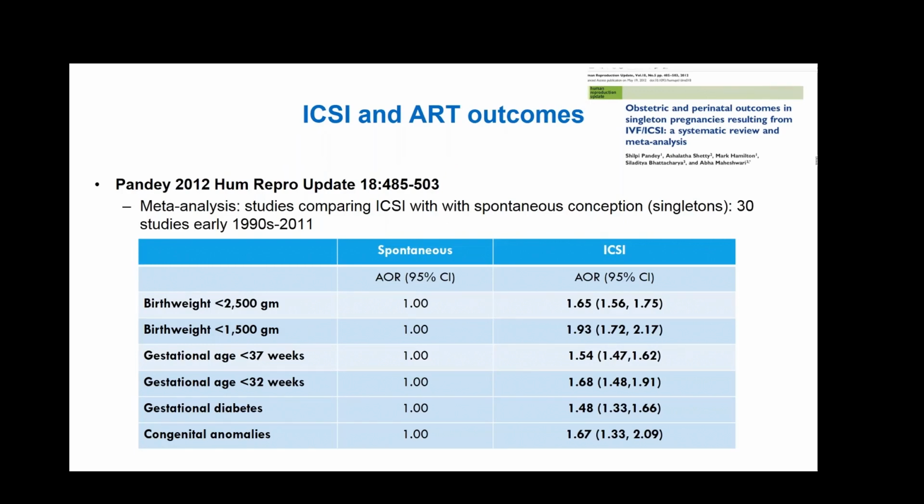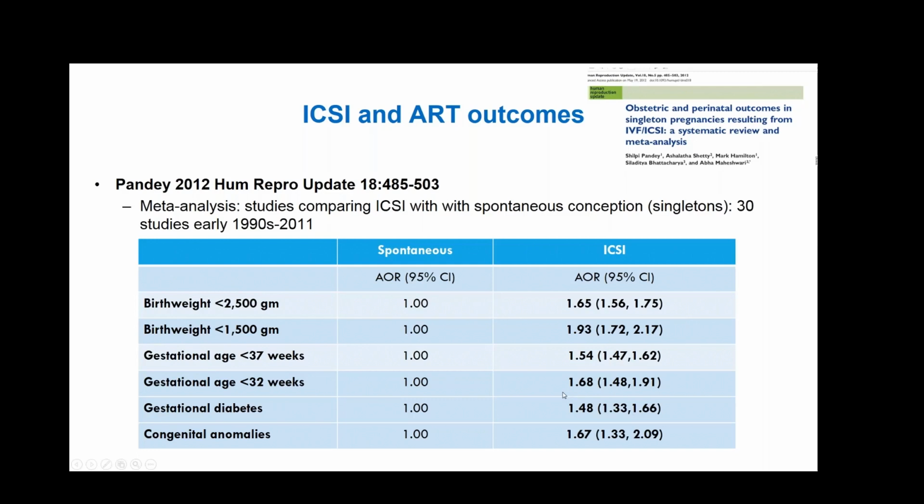Turning to ICSI, a 2012 meta-analysis by Pandey et al. evaluated the influence of IVF ICSI as compared with spontaneous conception on outcome. As seen in the table, ICSI deliveries had a higher rate of low birth weight and very low birth weight, as well as a higher rate of prematurity. So, spontaneous conceptions as the reference, and then this is ICSI. This is low birth weight and very low birth weight, and prematurity, gestational age under 37 weeks and under 32 weeks.